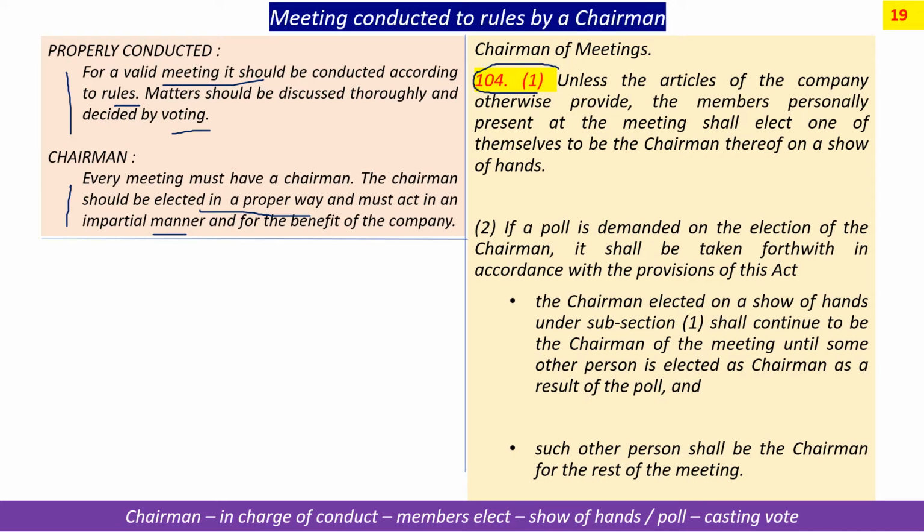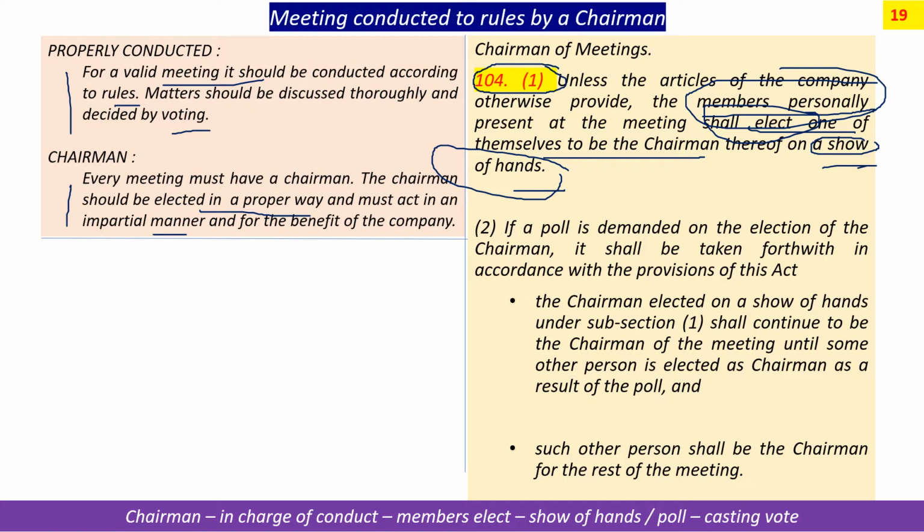Section 104(1) says, members personally present at the meeting shall elect one of themselves to be the chairman by show of hands. One, personally present; second, elect one of them by a show of hands. Election is by show of hands.